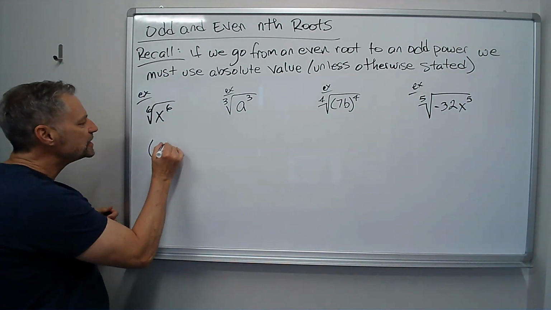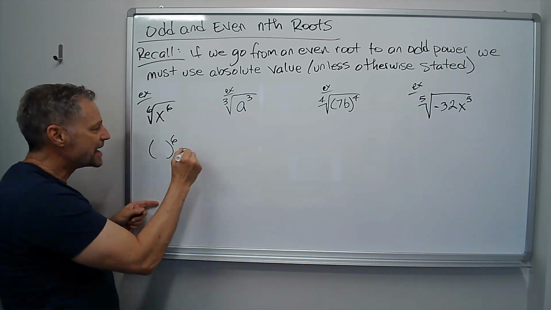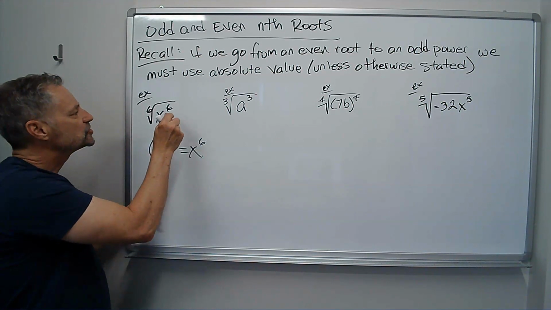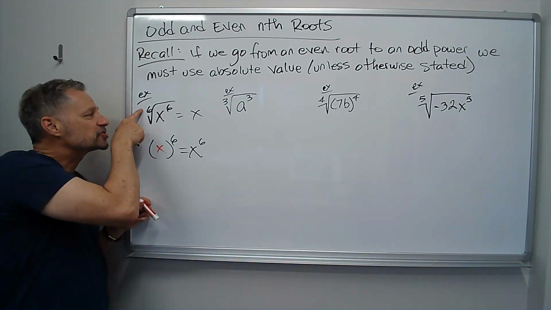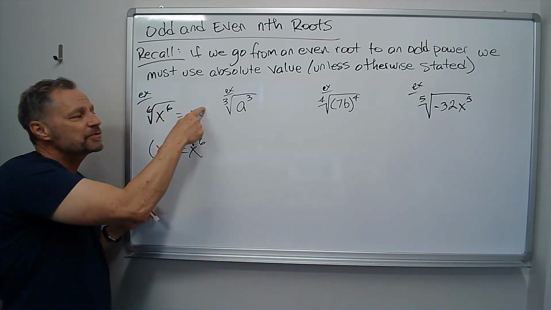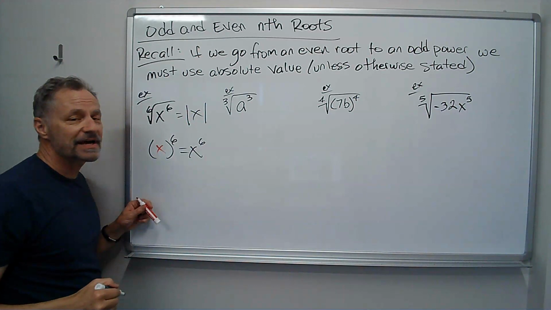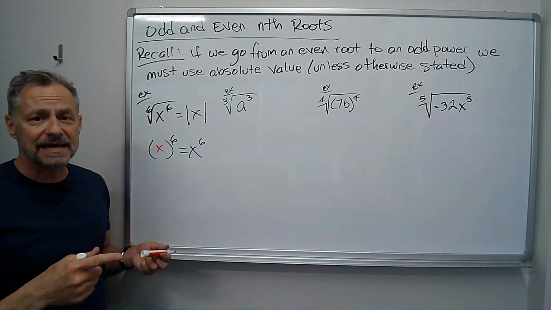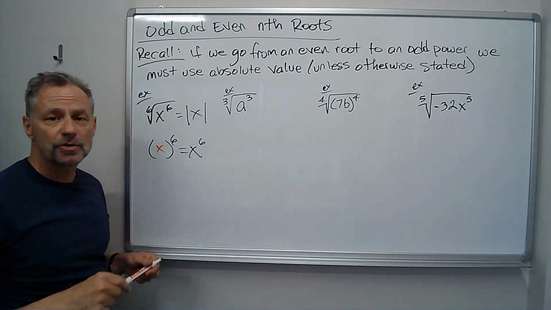Remember, we're looking for something to the sixth power that equals this radicand, this x to the sixth. Well, that's just x. So my answer here is just going to be x. But we started with an even power. We ended with an odd power, 1. So it's the absolute value of x. That's my answer, the absolute value of x. The sixes cancel, but I get an absolute value. So I went from an even root to an odd power.